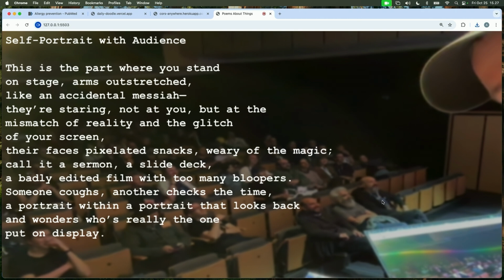Their faces, pixelated snacks, wary of the magic. Call it a sermon, a slide deck, a badly edited film with too many bloopers. Someone coughs, another checks the time. A portrait within a portrait that looks back and wonders who's really the one put on display.